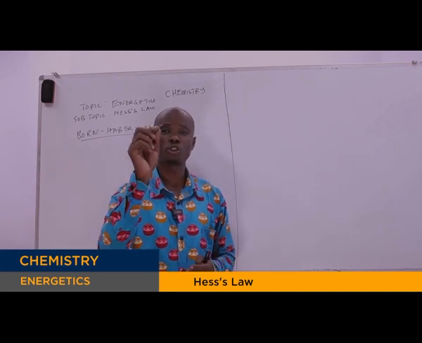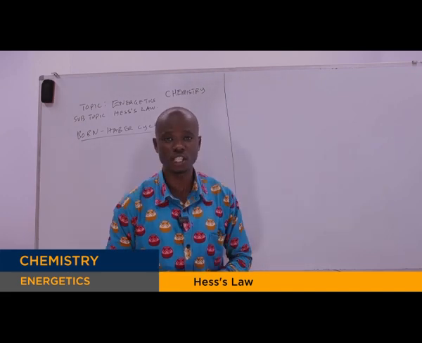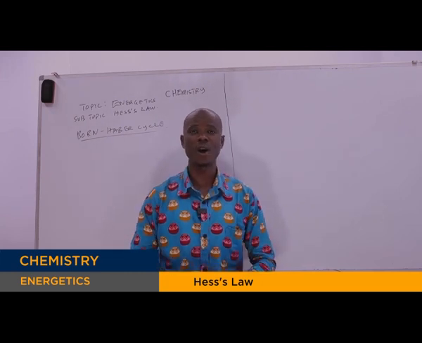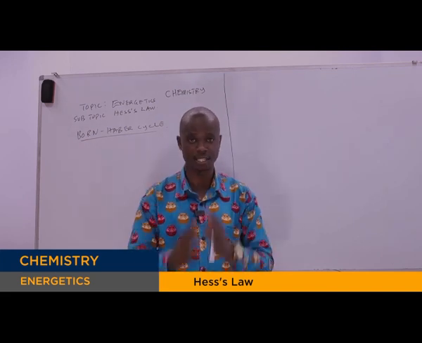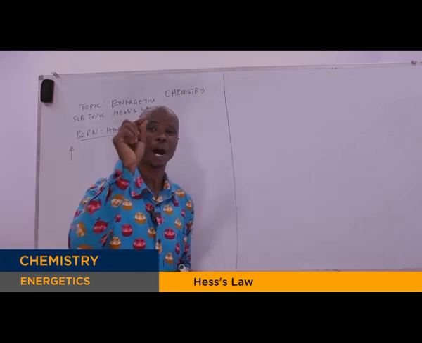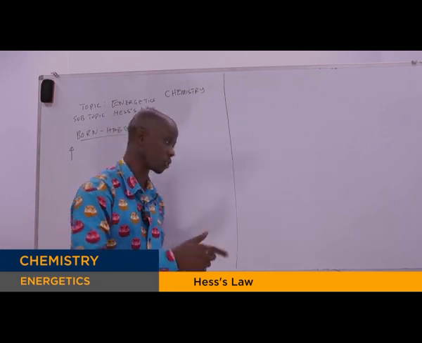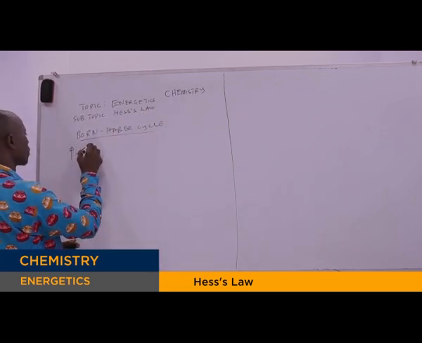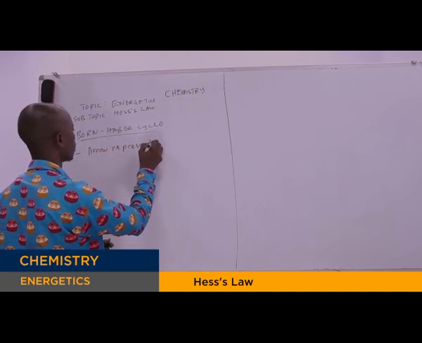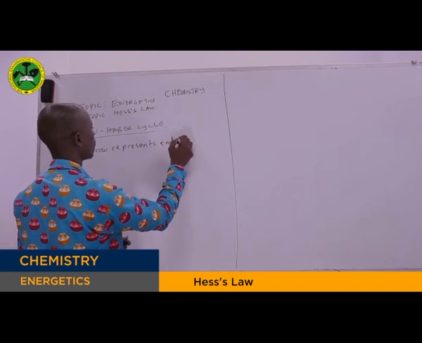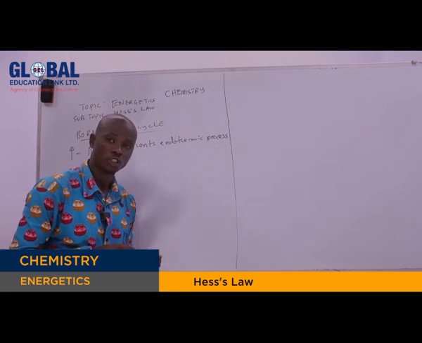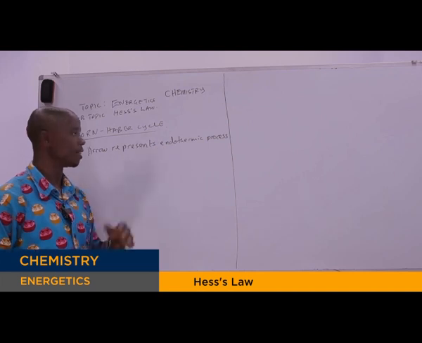But before you draw the Born-Haber cycle, there are very important things for you to remember. There are arrows. Before we go to the examples, I want to give you some skills. What do the arrows in that cycle represent? Now, we have this arrow. The arrow which is pointing upward represents an endothermic process.